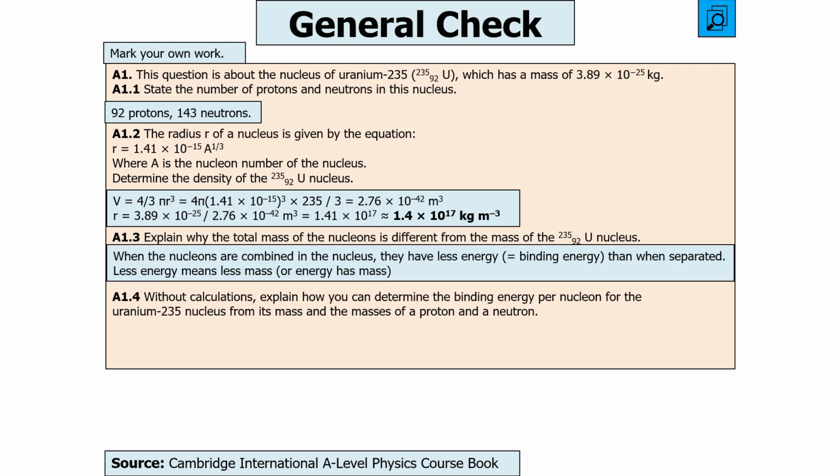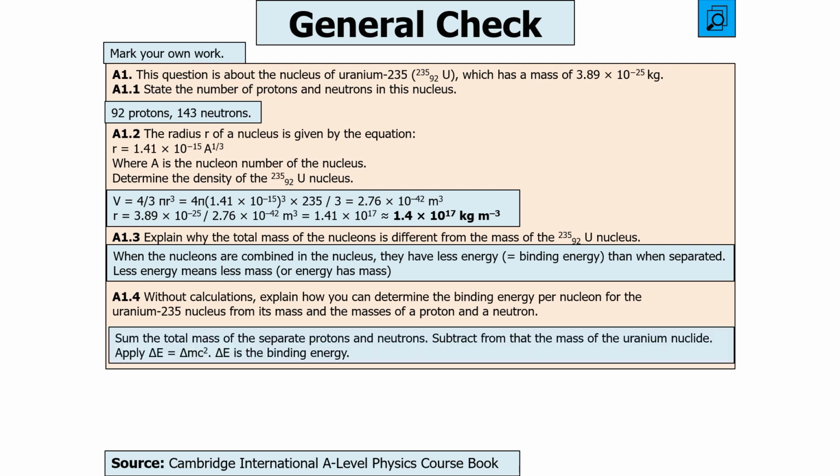Now the mass is going to be different because when the nucleons are combined in a nucleus, they have less energy than when they're separated. Less energy means less mass because energy has mass, so the mass will be lower when they are in a nucleus.